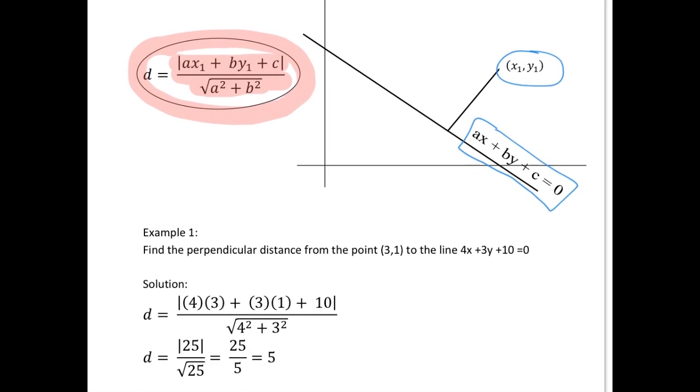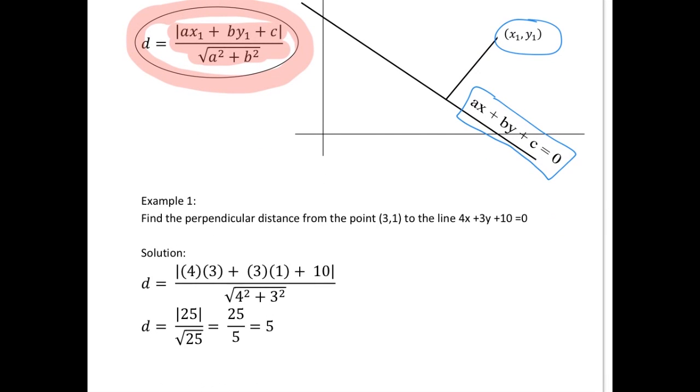So now we're just going to go through an example here where we use this formula, and we're asked to find the perpendicular distance from the point 3, 1 to the line 4x plus 3y plus 10 equals 0. So all we have to do is find what all of these values, x1, y1, a, b, and c are. In our case, x1 is 3, y1 is 1, the coordinates of our point, a is the number in front of x, 4, b is the number in front of y, 3, and c is our constant in the equation for the line, which is 10.